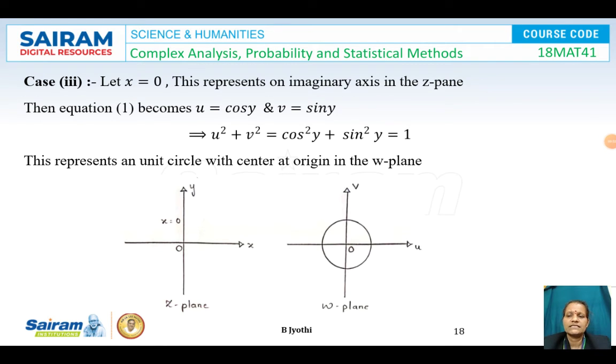Next, let us take case 3. Let x is equal to 0. This represents the imaginary axis in the z plane. Then the equation becomes u is equal to cos y and v is equal to sin y. So u square plus v square is equal to 1. That means it represents the circle with unit radius and center at the origin in the w plane.